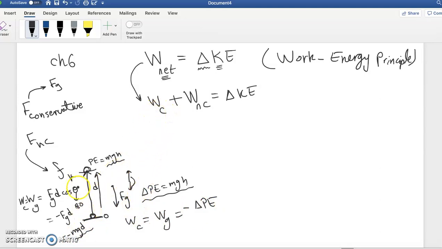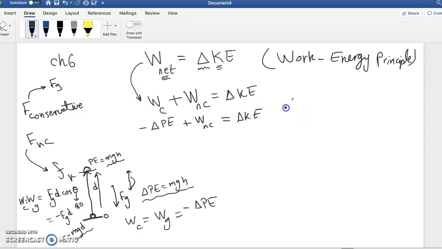I hope that this is clear. We are going against gravity, and that's why it's minus. It's 180 degrees, and delta PE is mgh, so it is minus delta PE. So let me write here: the work of the conservative force, which is minus the change in the gravitational potential energy, plus the work of the non-conservative forces is equal to delta KE.